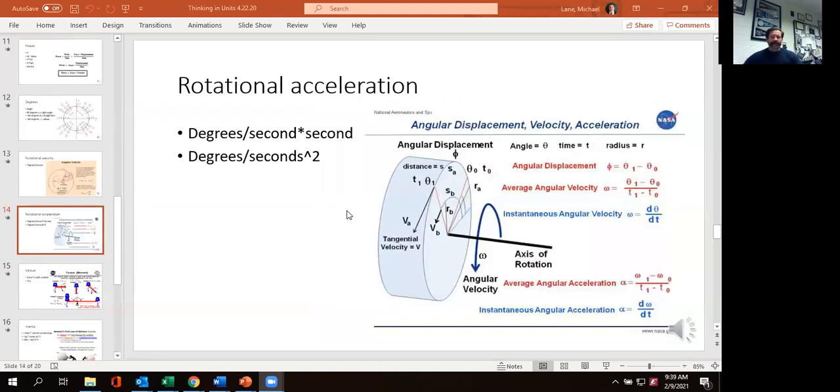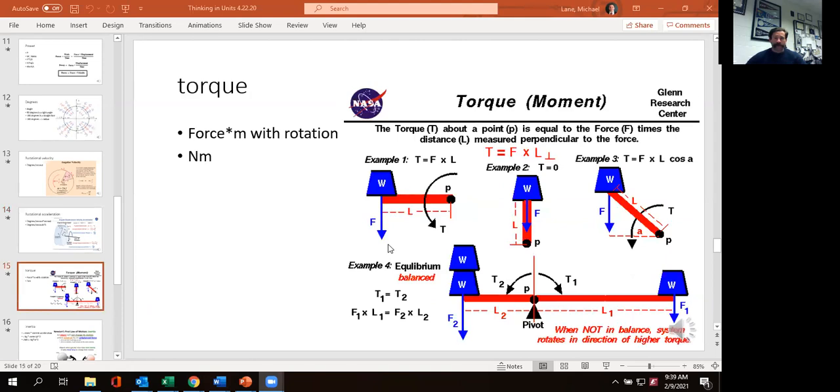Now, rotational acceleration is the same thing that you're seeing whenever we're talking about normal acceleration, where it's just going to be the change in velocity over the change in time. So obviously, if we go from no velocity to a much higher velocity in a short period of time, we're going to have a very large acceleration. Torque is going to be the combination of our force multiplied by our lever arm, which is going to give us what's known as Newton meters.